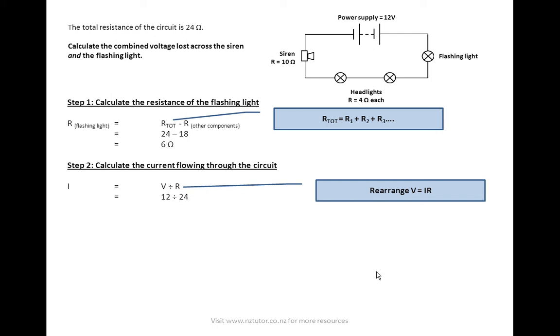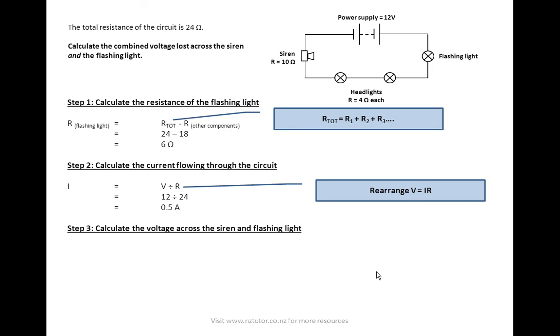Substitute in the values for V and R. V equals 12 volts, as this is the voltage being lost through all the components. R equals 24 ohms, as this is the total resistance of all the components in the circuit. The current works out to be 0.5 amps. Note that because the circuit is a series circuit, the current is the same at all points.